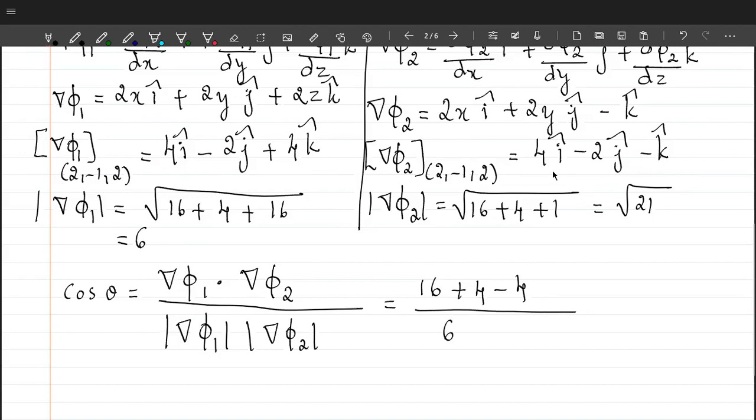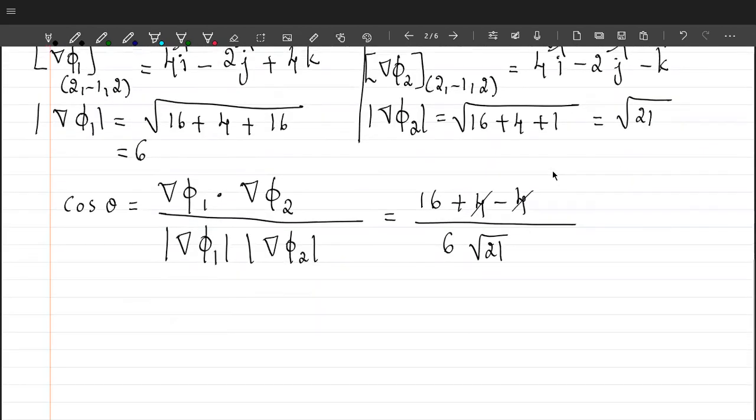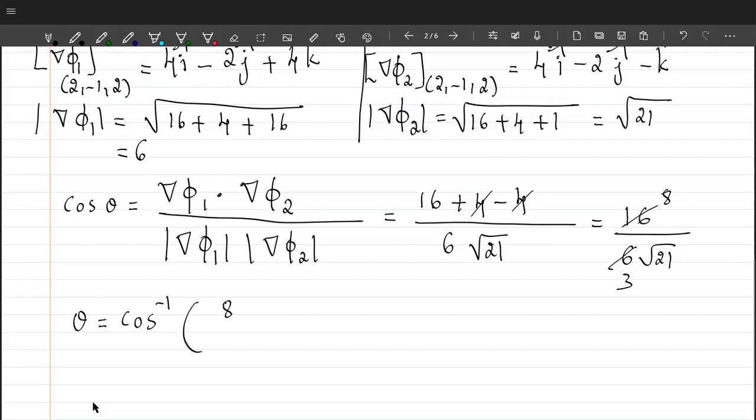The magnitude of del phi 1 is already calculated, it is 6, and the second one is root 21. So here I can cancel this minus 4 with this plus 4. So I think my answer should be 16 divided by 6 into root of 21. 16 and this 6 you can cancel using 2. So I get 2 3, and here I get 2 8. So what is cos theta? Cos theta is equal to 8 by 3 into root of 21. So what should be theta? Theta must be equal to cos inverse of 8 by 3 into root of 21.